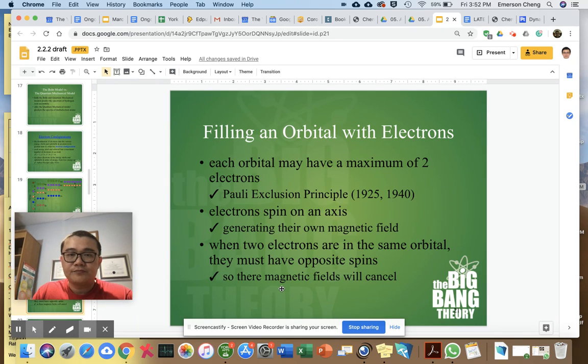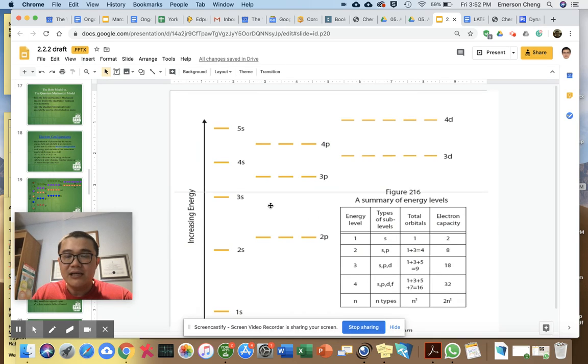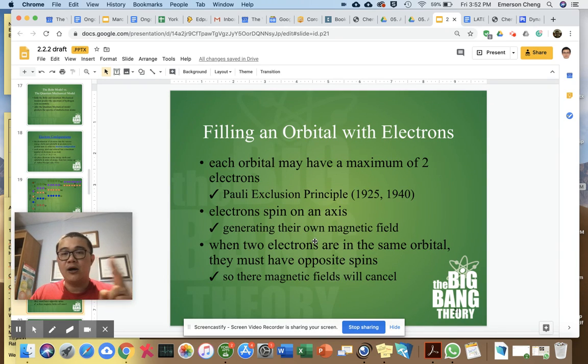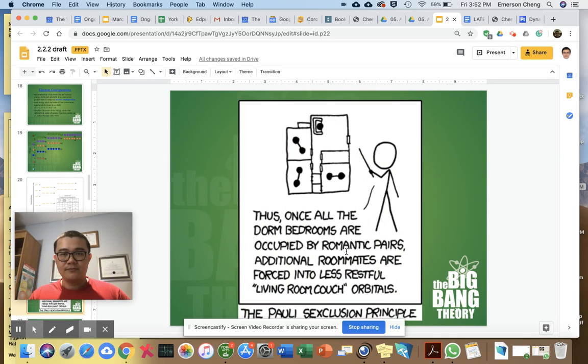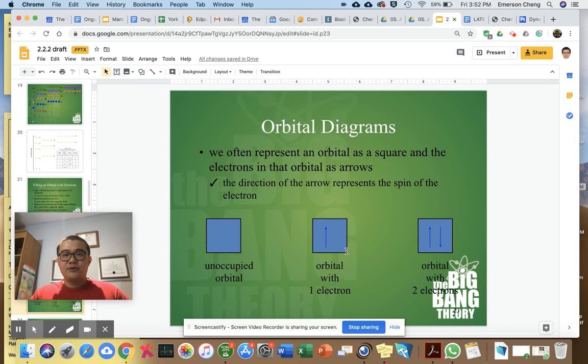The other thing is, for example, the Pauli exclusion principle. Each of these orbitals, or each of these little slots, can only take two electrons. They also need to have opposite spins so that the magnetic fields cancel each other out. Here's the diagram. Each of these arrows represents the direction of the electron's spin.